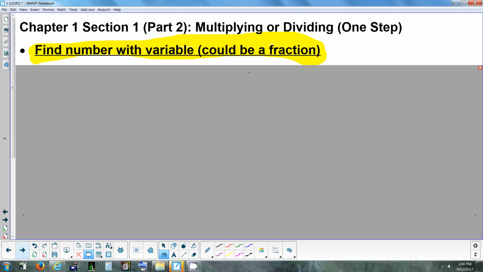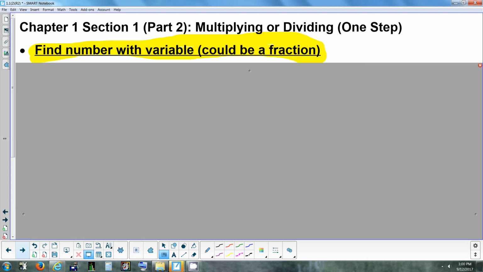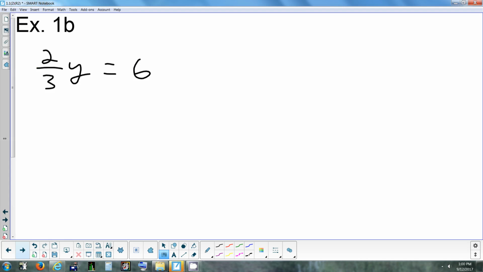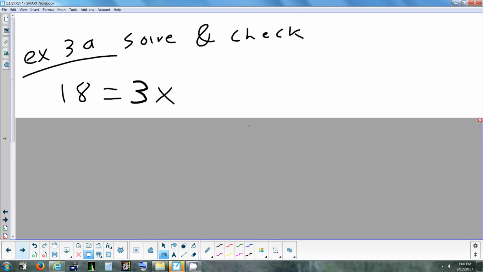So guys, this is what you're going to need to write on your notes. Under that first bullet, just like we did yesterday, find the number that's with the variable. Yesterday it was with the variable and it had a plus or a minus sign. Today it's going to be right next to the variable, or it could be divided as well. So find the number with the variable. Could be a fraction, like in this problem. Maybe it's not a fraction, like in this problem.